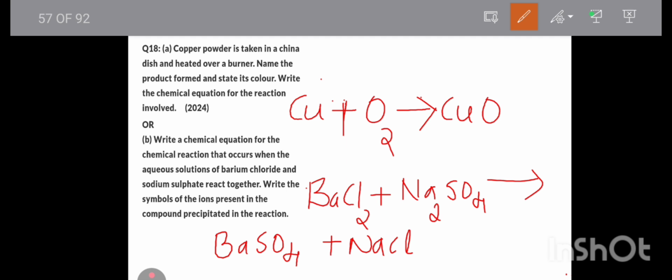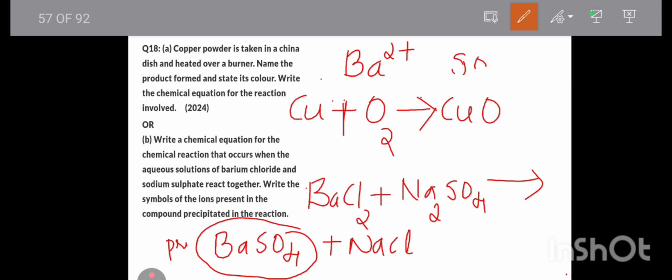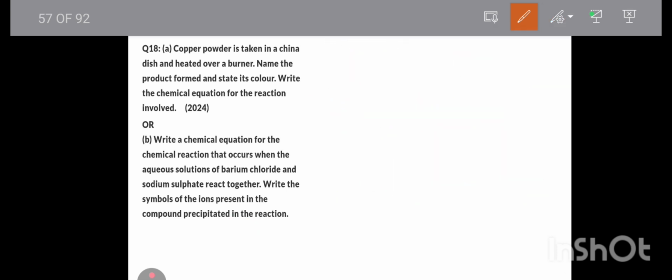So here you just see, write the symbols of the ions present in the compound precipitated. The white precipitate that we get is due to the formation of barium sulfate. So the symbols of the ions: barium, its valency is +2, so Ba2+, and SO4 2-. So these are the symbols of its ions. Hope this question is clear to you.